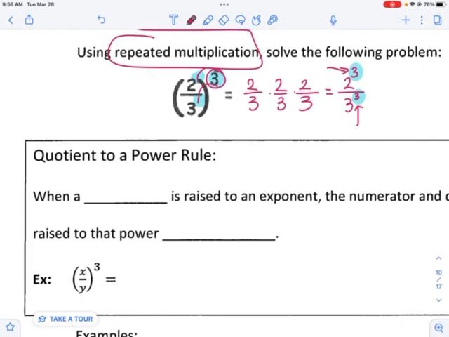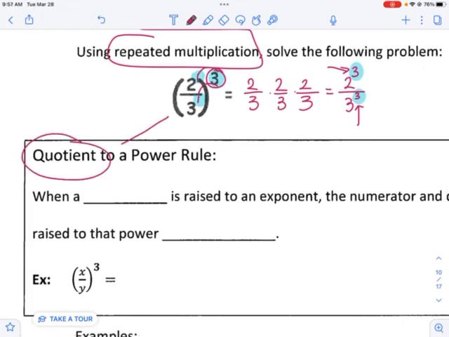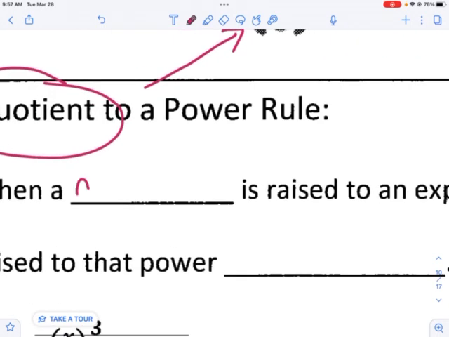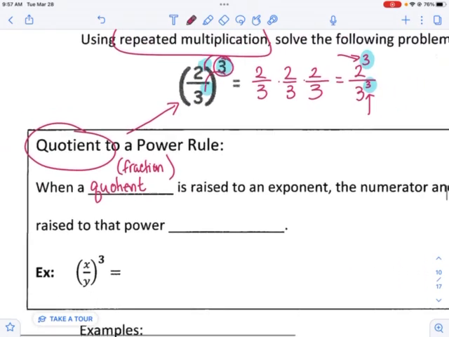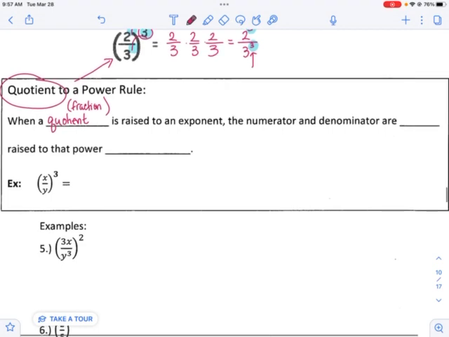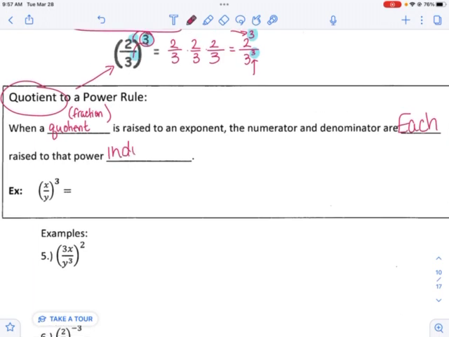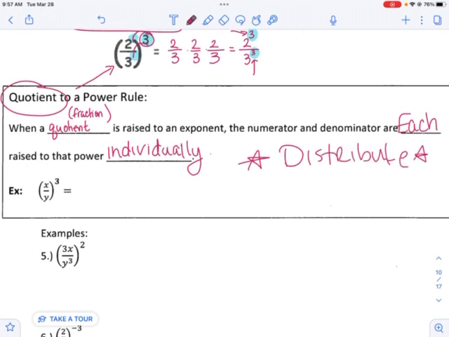Now this is called quotient to a power rule because I have a division problem. So quotient to a power rule says when a quotient or fraction, because a fraction really is a division problem, is raised to an exponent, the numerator and denominator are each raised to that power individually. Okay, so think distribute. And yes, to both the top and the bottom, both the numerator and the denominator.